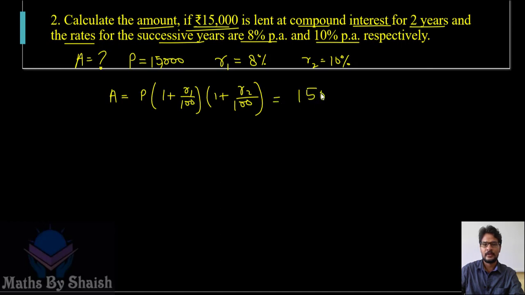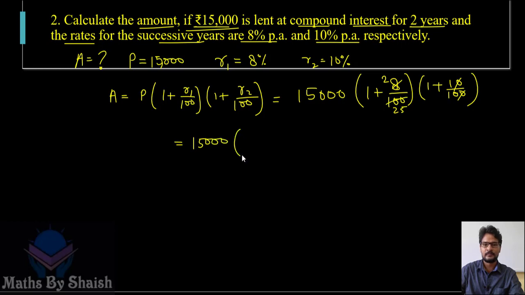Then it is going to be 15,000 into 1 plus 8 over 100 into 1 plus 10 over 100. Now we can cancel: 4 2s are 8, 25 times. Then it is 15,000 into, now again 1 plus, so it is going to be 27 over 25 from here, and from here it is 1 plus 10, that is 11 over 10. The 10 got cancelled, and then 15 1s are 15, 25 6 are 150, and then 0.